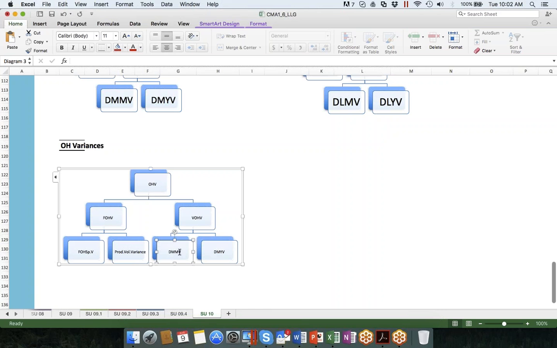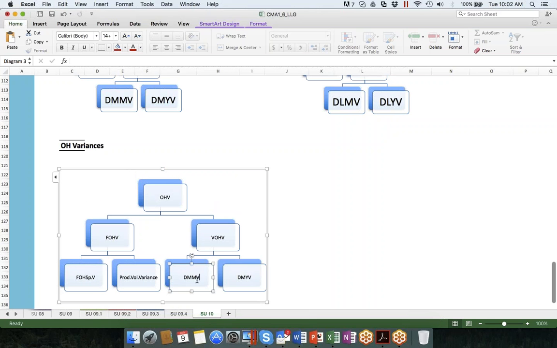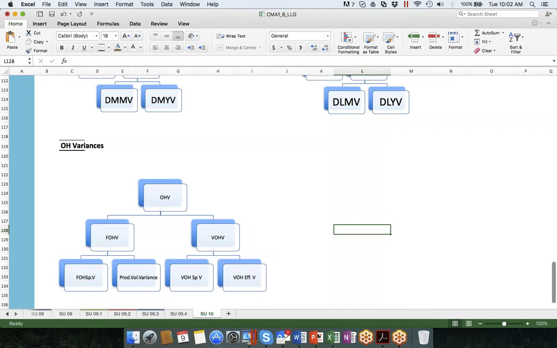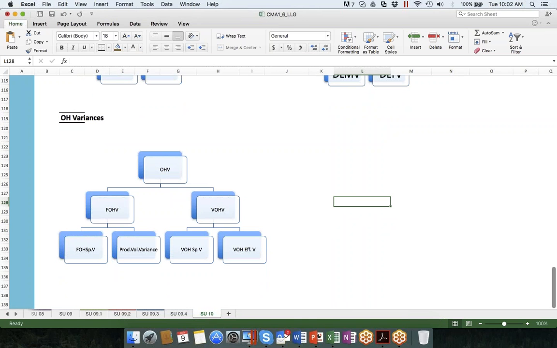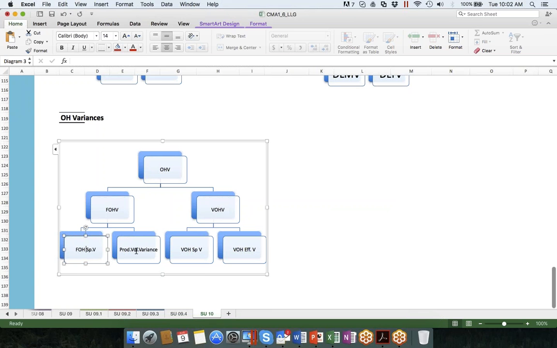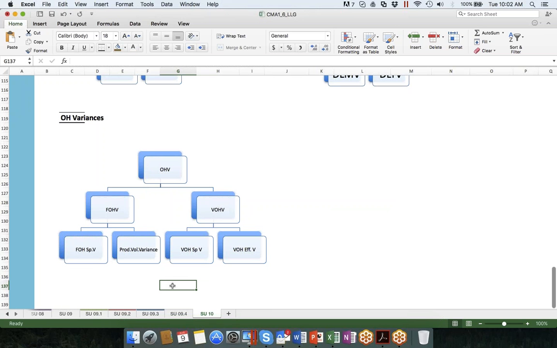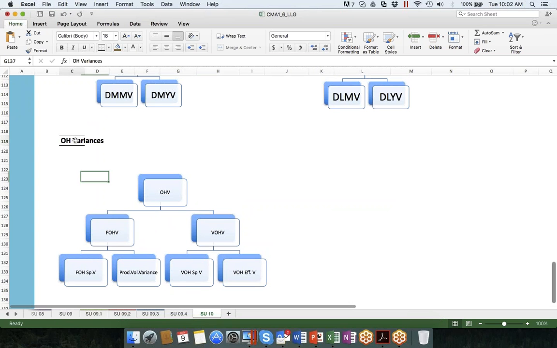Then variable overhead variance is further classified into variable overhead spending variance and variable overhead efficiency variance. So you have here four variances. Do not count these, this is only categorization, classification. So you have four variances: fixed overhead spending variance, production volume variance, variable overhead spending variance, and variable overhead efficiency variance.